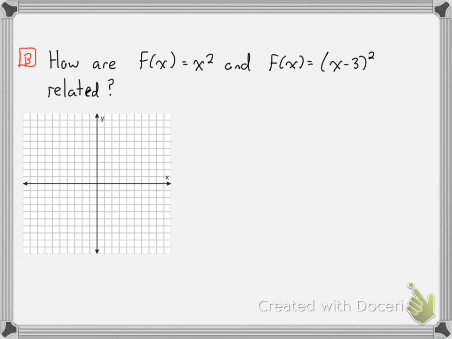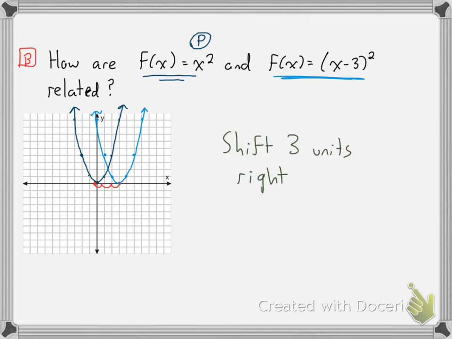Part B, let's look at a quadratic. How is f of x equals x squared and f of x equals x minus 3 squared related? As we talked about before, f of x equals x squared is our parent function. And now let's actually just graph out in our graphing calculators f of x equals x minus 3 squared. When I do, I'm going to get a picture that looks like this. And as I can see, from that parent function, I shifted 3 units to the right.